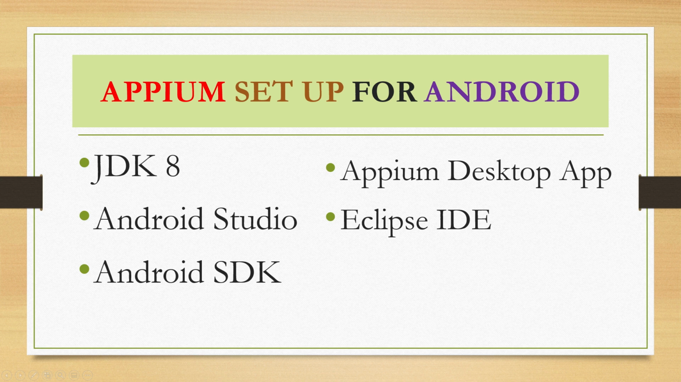In this module, we will learn the software that are required to set up Appium for Android development. So you need to install JDK 8 and Android Studio, and you also have to install Android SDK, and then you need Appium desktop app and Eclipse IDE for writing the code. So all these 5 softwares are required to get started with Appium.